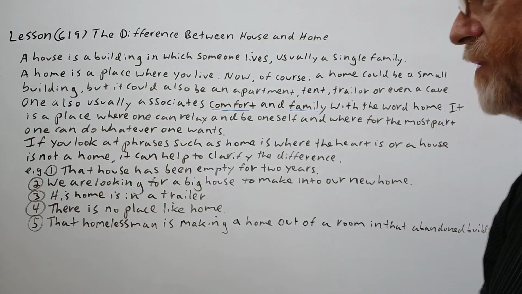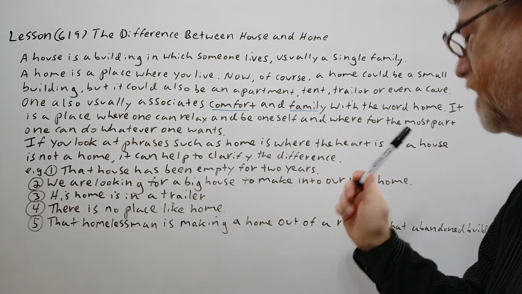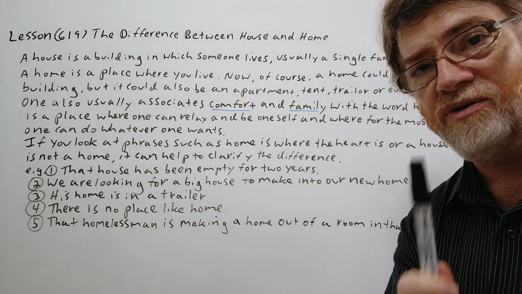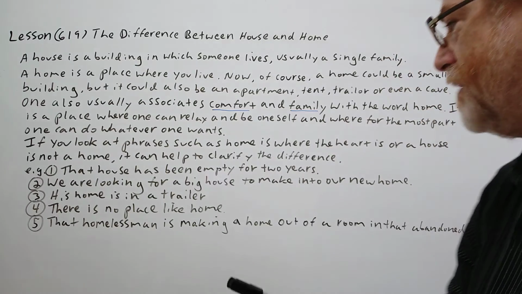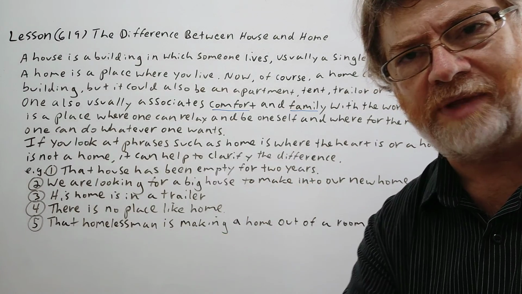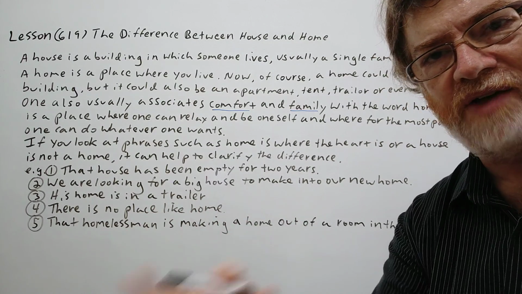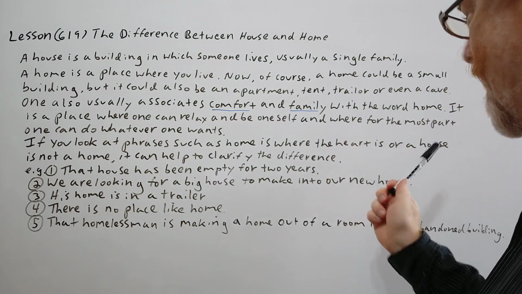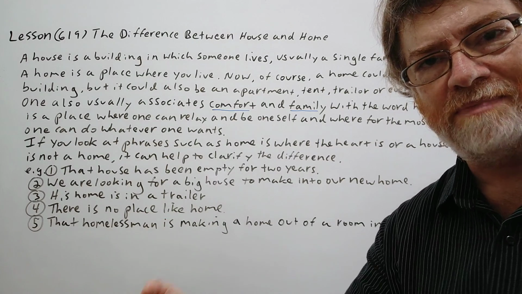Okay, let's continue. If you look at phrases such as "home is where the heart is," or "a house is not a home," it can clarify the difference. I've done YouTube videos on both of those, so if you check them out, you can understand it better. The idea, home is where the heart is. Again, that's where the family is. That's where your close feelings of love and things like that are associated with home. And "a house is not a home" means just the building by itself.